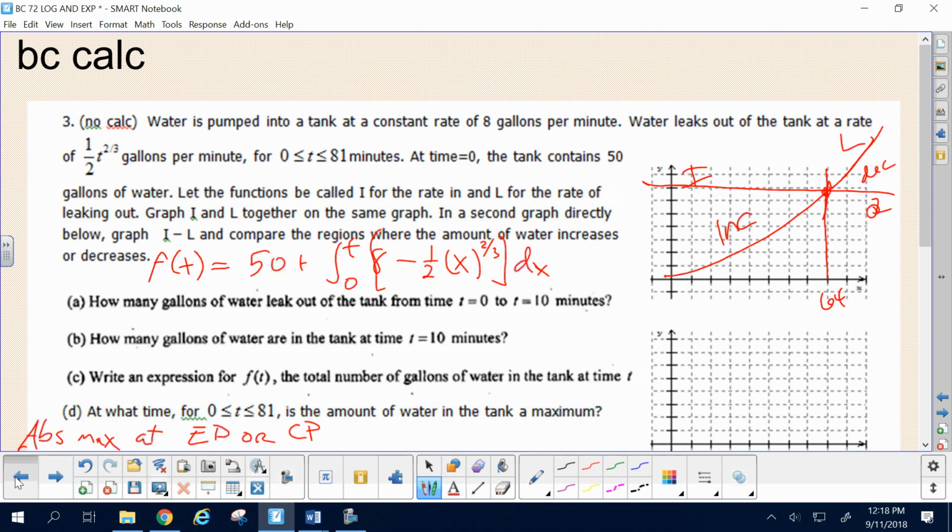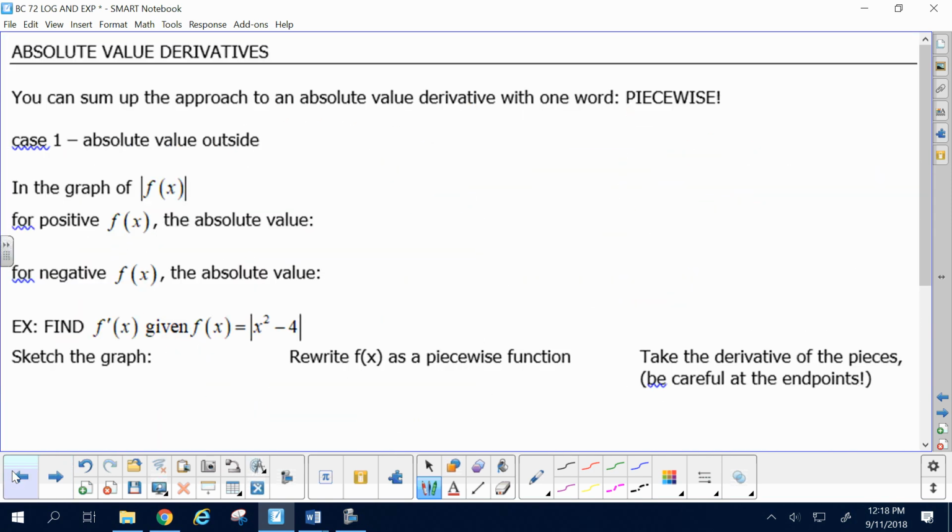All right, last but not least, absolute value graphing. Did you do absolute value derivatives last year? Okay, you can sum it up pretty much in one word. It's piecewise. Now, there actually is an algorithm to do this, and we'll talk about that later, but for now, the basic idea is to do this piecewise. Is this what your notes look like, absolute value outside?